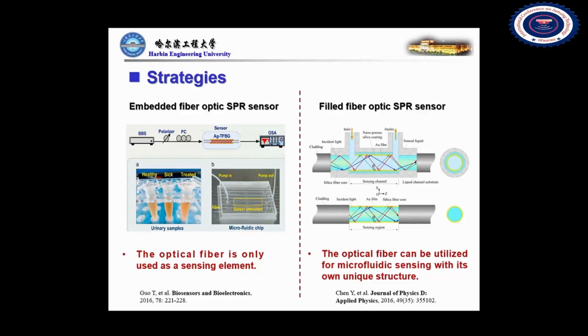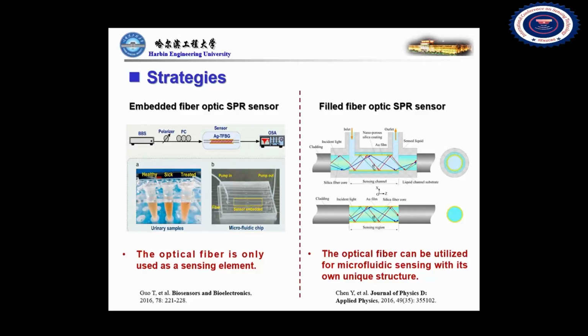Fiber optic SPR microfluidic sensors can be summarized into two types according to the positions of microfluidic and optical fiber. The first type is integrating conventional optical fiber SPR sensors into microfluidic chips. That is, various optical fiber SPR probes are packaged and embedded into optical microfluidic chips to detect fluid samples in channels, and optical fibers are only used as the sensing elements.